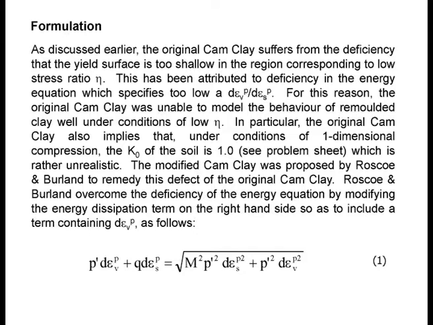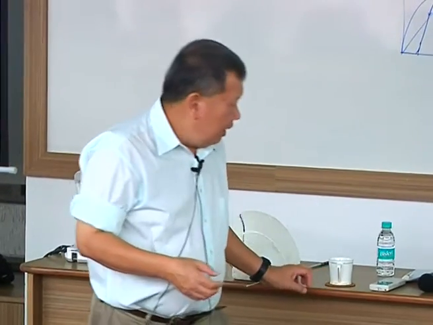Now, there is one other thing I forgot to mention, which is that there is one basic problem with the original Cam clay. When you put the original Cam clay into one-dimensional consolidation, which I didn't show you, you can easily show that K naught is always equal to 1, which is rubbish. That cannot be real. K naught is always equal to 1 is obviously unreal. On the other hand, with the modified model, you can show that under one-dimensional compression, K naught is less than 1, although it's still higher than Jaky's relationship.